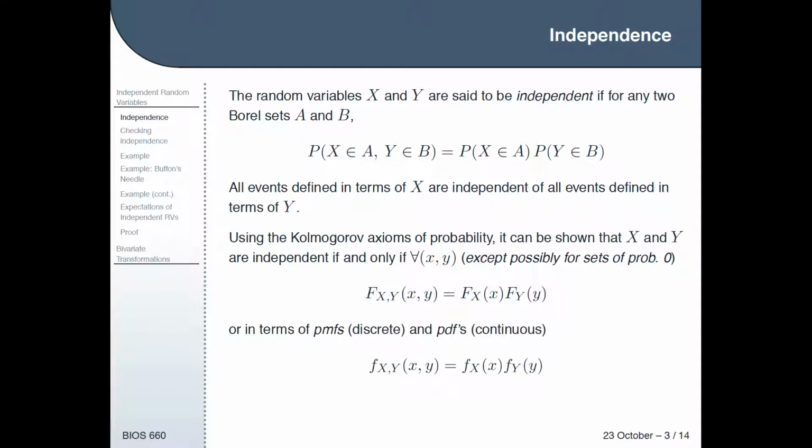And similarly, there's a theorem that I'll discuss in more detail in a minute that random variables x and y are independent if and only if the joint PDF is the product of the marginal PDFs, or likewise for PMFs for discrete random variables.